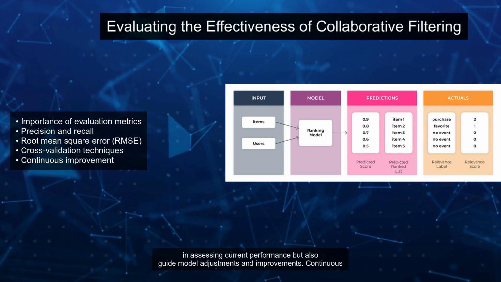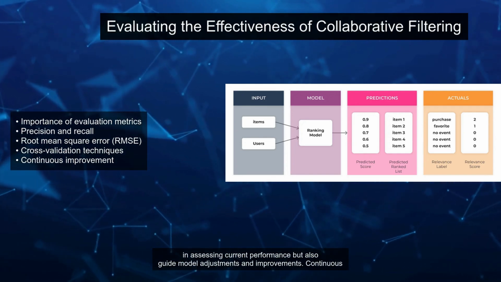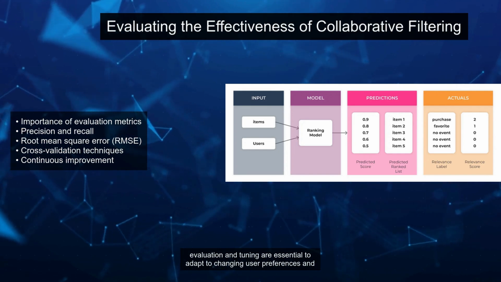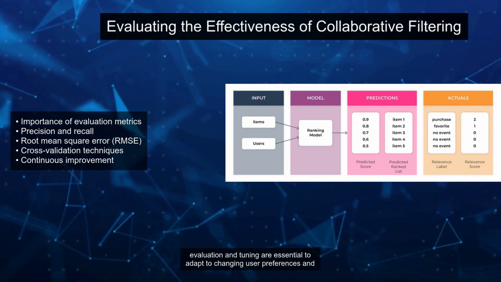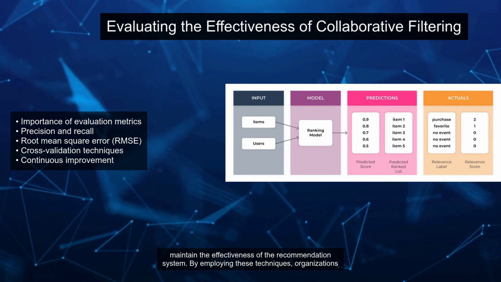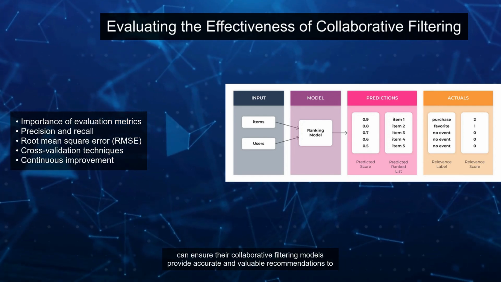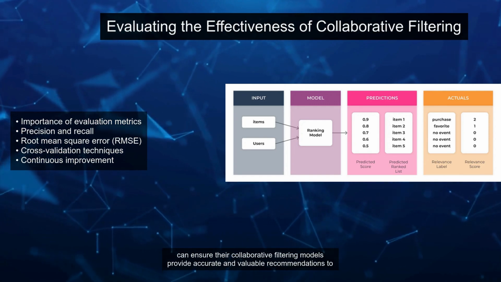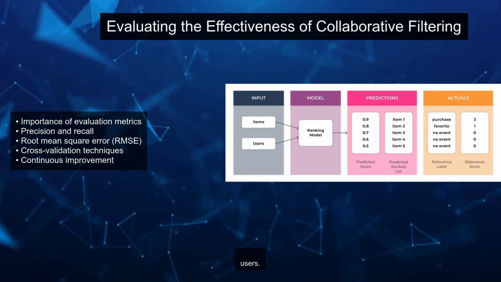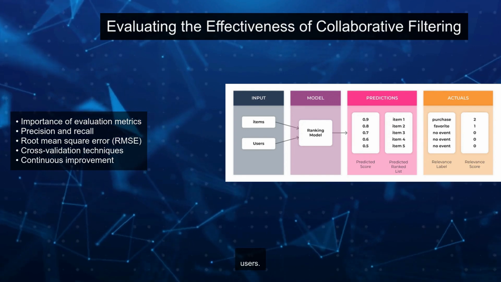These evaluation methods not only help in assessing current performance but also guide model adjustments and improvements. Continuous evaluation and tuning are essential to adapt to changing user preferences and maintain the effectiveness of the recommendation system. By employing these techniques, organizations can ensure their collaborative filtering models provide accurate and valuable recommendations to users.